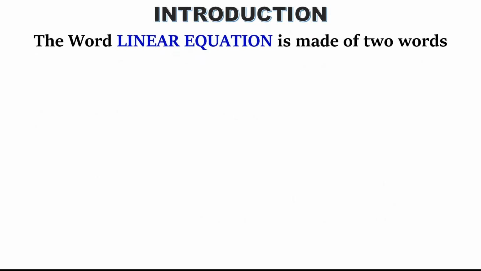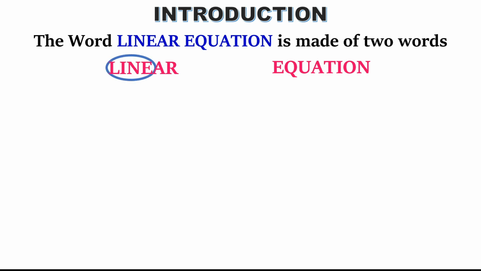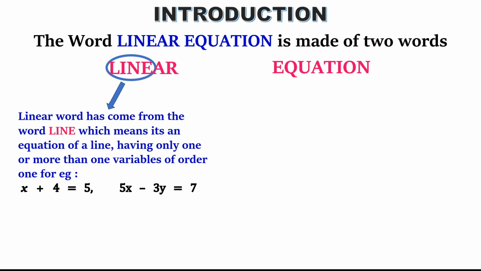The word linear equation is made up of two words, linear and equation. As you can see in the word linear, a word is hidden and that word is line. So, linear has come from the word line, which means it is an equation of line. Now, what does this mean? This means that when this equation is plotted on a graph paper, we will get a straight line. So, it is an equation having one or more than one variables of order 1.